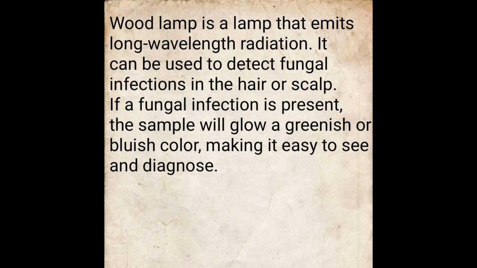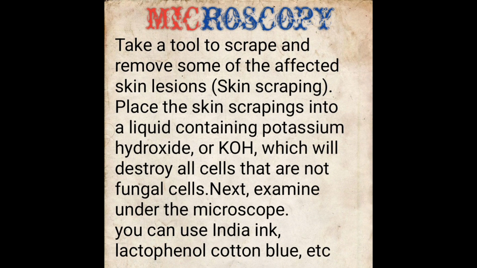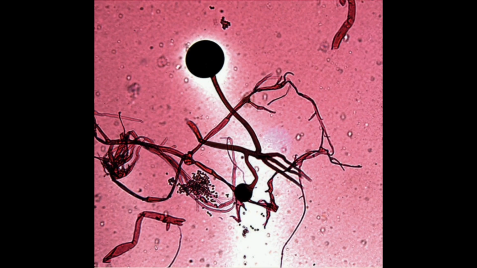A Wood's lamp is a lamp that emits long wavelength radiation, and as earlier said, that fluorescence will bring out the organism. Microscopy: take a tool to scrape and remove some of the affected skin lesion. It's called skin scraping. Place the skin scraping into a liquid containing potassium hydroxide, which will destroy all cells that are not fungal cells. Next, examine under the microscope. You can use dyes like Indian ink, lactophenol cotton blue, and even things that will fluoresce. These are the typical cells: the big one is the chlamydospore, and the hyphae are those looking like branches.